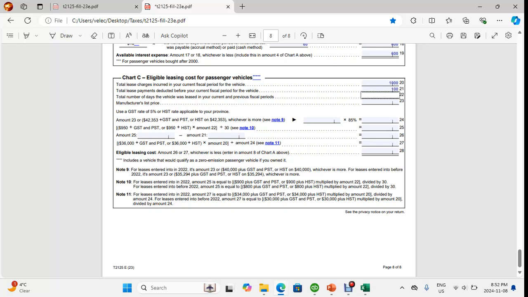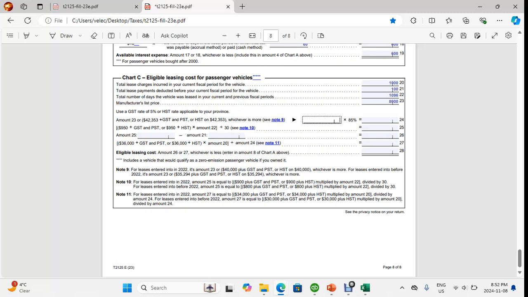Okay, total number of days the vehicle was leased in your current and previous fiscal periods. So this will be a total of 1,096, and your manufacturer's list price. So when it comes to list price, you're looking at a total of $8,000 altogether. If it's a used vehicle, it will be a little less than the price of a new vehicle.